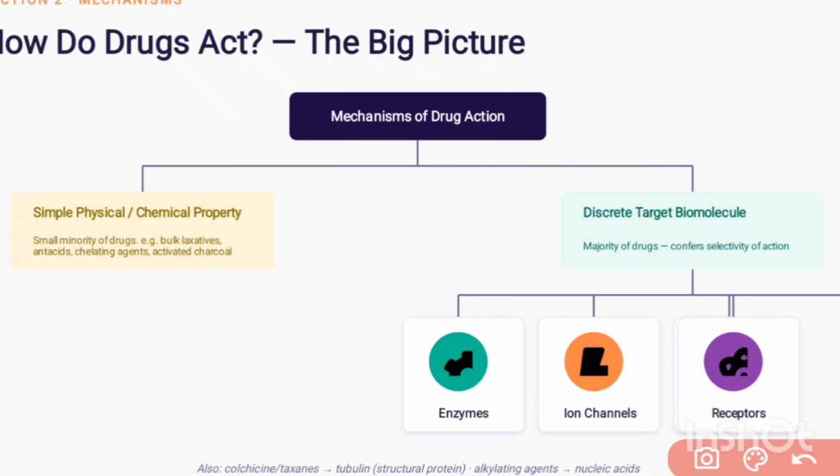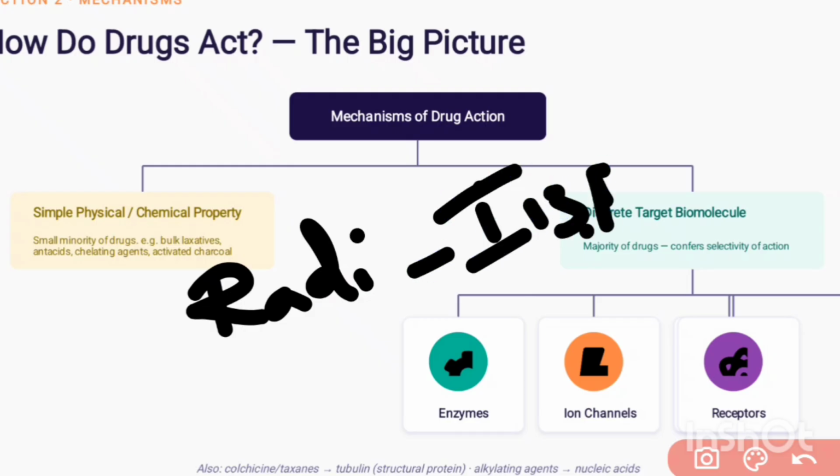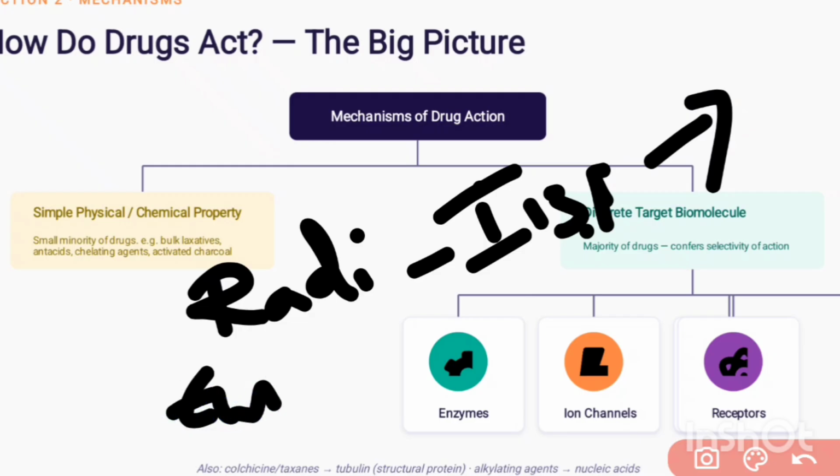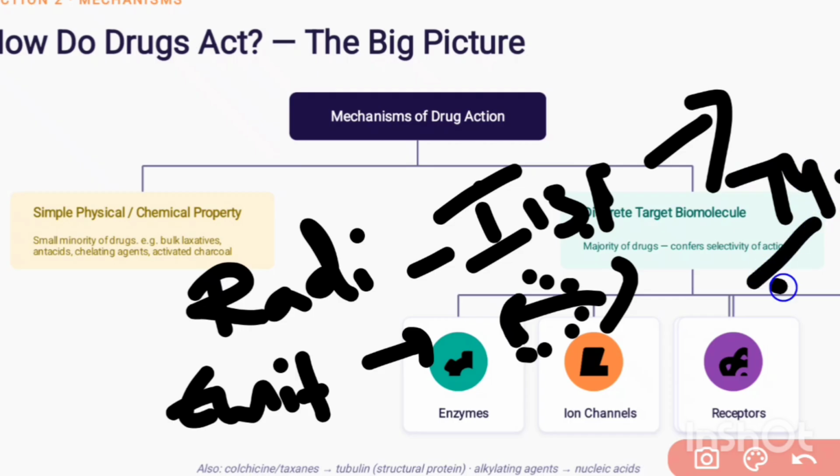And if you take radioactive isotopes, what do they do? They emit radiation, for example I-131, which we use in hyperthyroidism. It emits radiation up to a certain distance, up to certain millimetres. It is concentrated in the thyroid gland, emits the radiation, and causes necrosis of the thyroid cells.